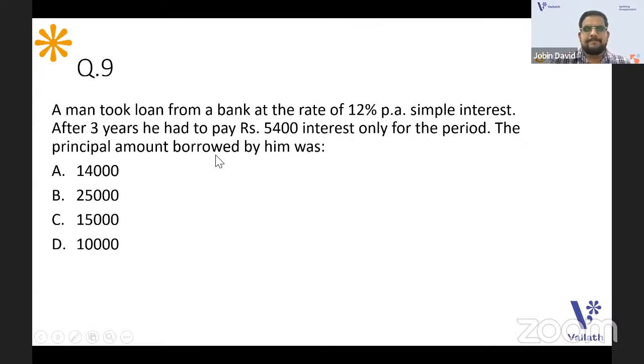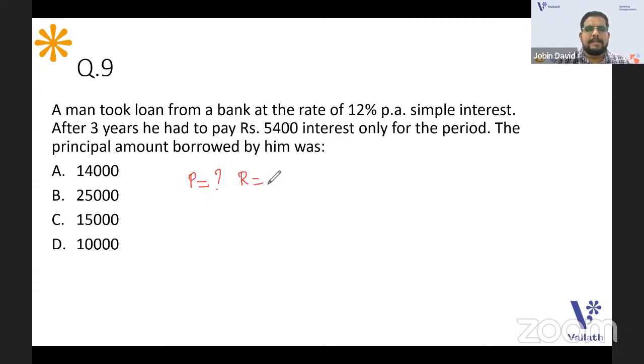Simple interest. After 3 years, he had to pay rupees 5,400 interest only for the period. That means 5,400 as the interest only. The principal amount borrowed by him was... So here, whenever we have a question related to simple interest, write the data that is given. Here the principal we want to find out, so P is a question mark.